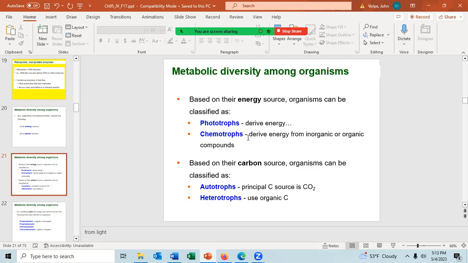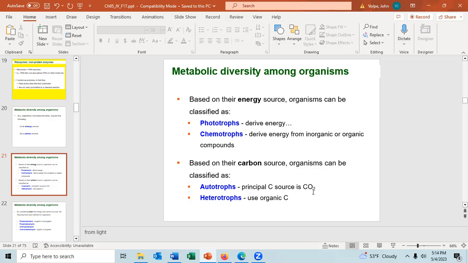We can also classify organisms based upon where they get their carbon source. And organisms can be classified as an autotroph if they get their carbon source from CO2, either in the air or in the water. And I think most of you know green plants get their carbon from CO2.